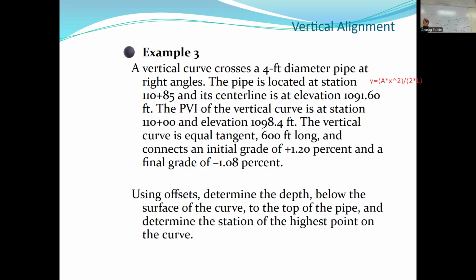That makes sense, right? How we are drawing this pipe, it should be located below the curve, and it should be to the right of it. And the PVI definitely is going to be higher. So we were not wrong about that, we were just wrong about how much higher it's going to be. Just remember that as you're drawing it. Now we know the elevation here is 1091.60, and the station here is 110 plus 85.